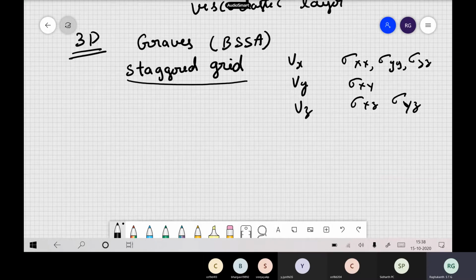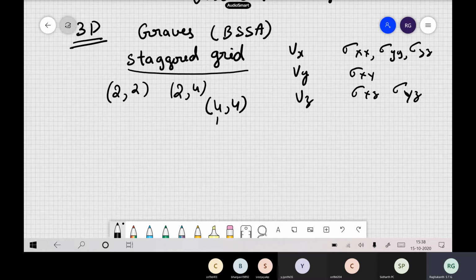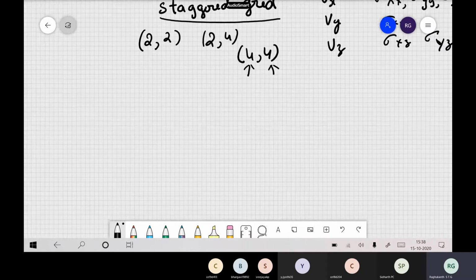So here also, when it comes to 3D, you can do 2 comma 2, 2 comma 4, or 4 comma 4. I hope all of you remember these things. So the time accuracy, space accuracy, how you are modeling the spatial derivative, how you are modeling the time derivative. Okay, so generally in many of our modeling, people use this 2 comma 4 scheme for most of the calculations. Okay, so sometimes if you want more accuracy, then you can go for 4 comma 4 itself.